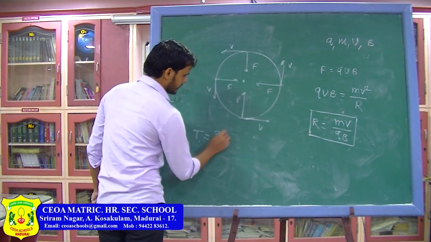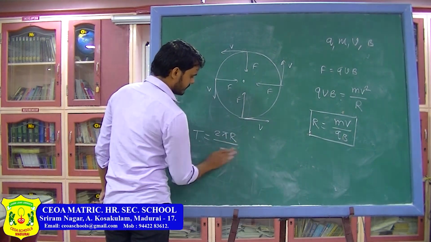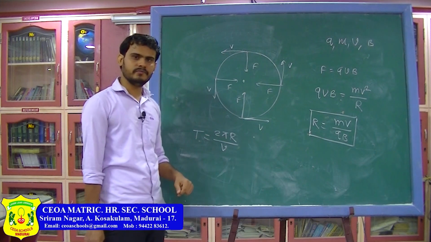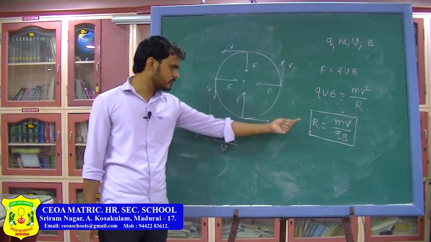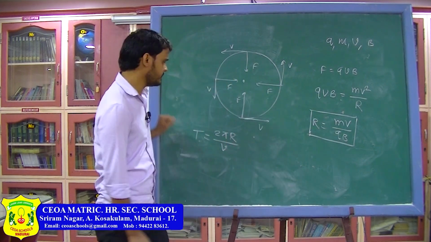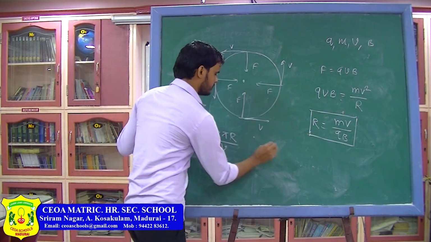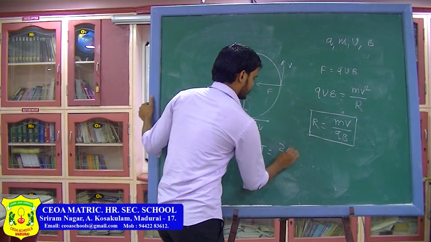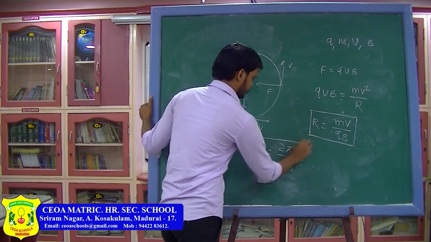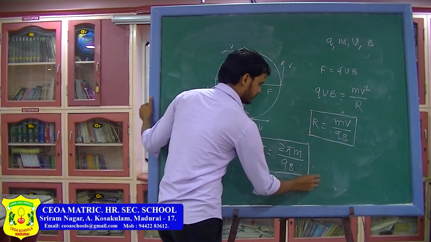Time period can be written as 2 pi r divided by v. If you remember, we have done these things in uniform circular motion. So from here, if you put the value of v and the value of r in this one, you will get the time period of the particle as 2 pi m divided by qB. So this is the time period of the particle.